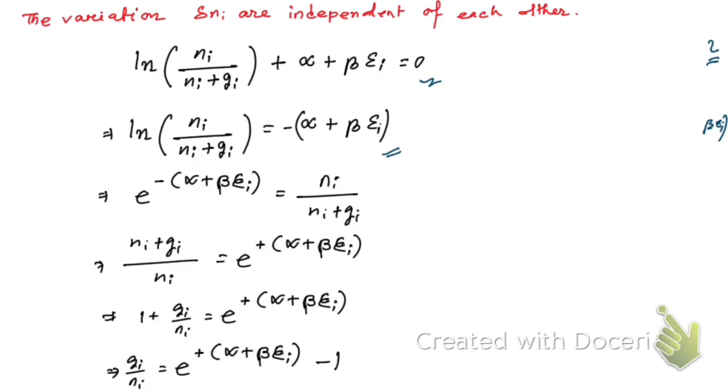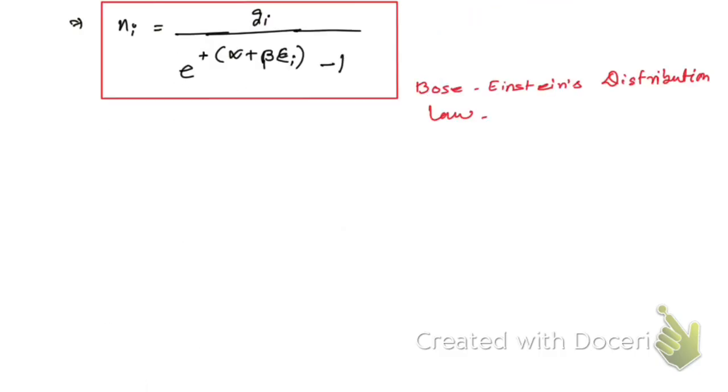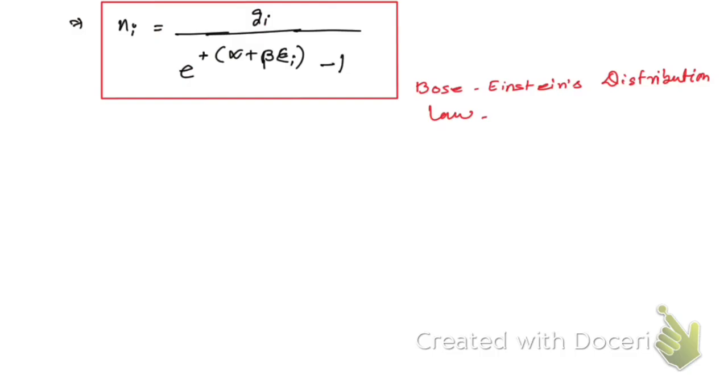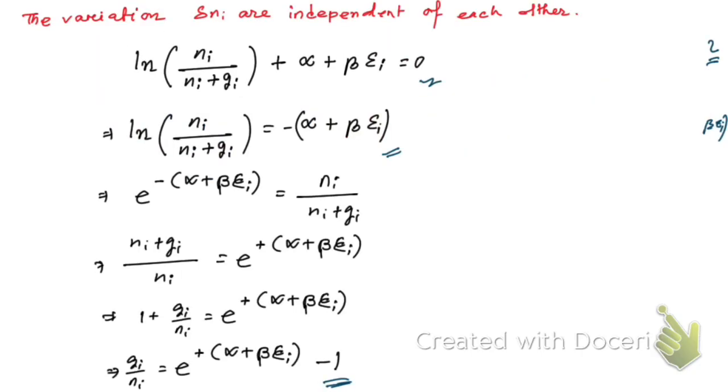Now if you simplify this, if you divide this one by this one, then you will get here 1, and this implies this one. So now let me use this here, you see, and from here let us find ni is equal to this one, right? And this is the Bose-Einstein distribution law, right? So hope you have understood this. Now let's move on to next question.